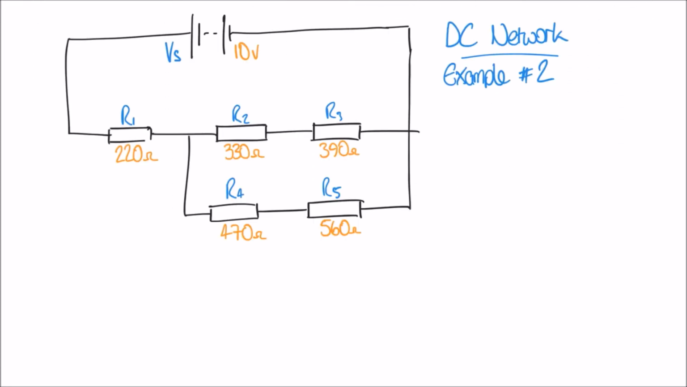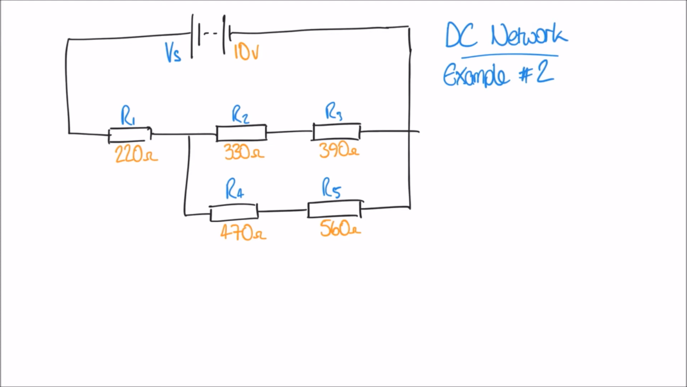Welcome to this second example of a DC network. In the previous video, we looked at how we could use several of the concepts that we've covered so far in tackling a more complicated problem in the form of a DC network. In the last example, we used Kirchhoff's current law, the idea of parallel resistors, and Ohm's law together to try and work out the different currents and voltages in a given DC network.